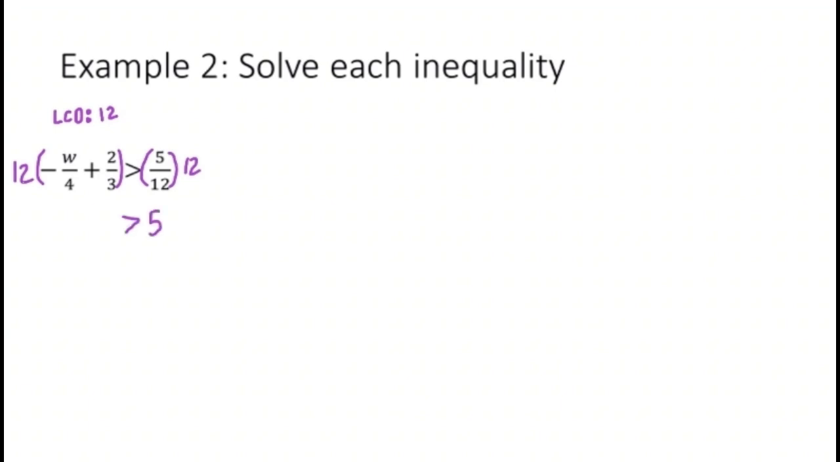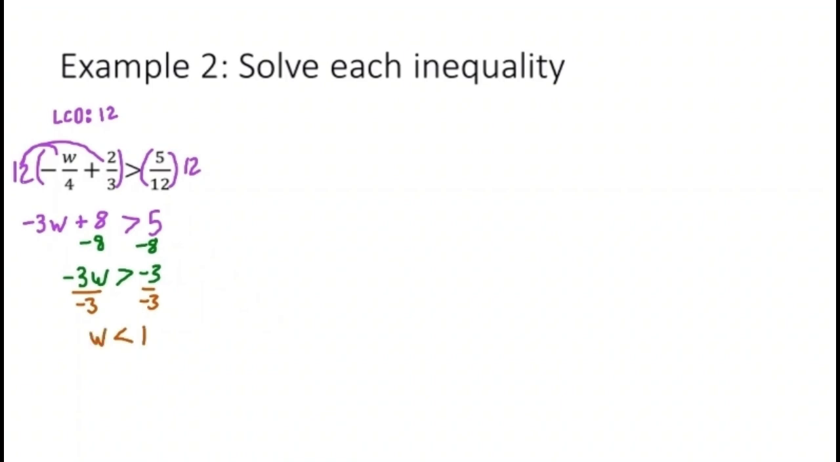On the left-hand side, we'll get 5. On the right-hand side, when we distribute the 12 and simplify, we get negative 3w plus 8. Now we'll continue solving, subtract 8 from both sides, and we get negative 3w is greater than negative 3. Then we'll divide both sides by negative 3. Since we're dividing by a negative number, we must flip the inequality sign. On the left-hand side, we are left with w. On the right-hand side, we're left with 1.